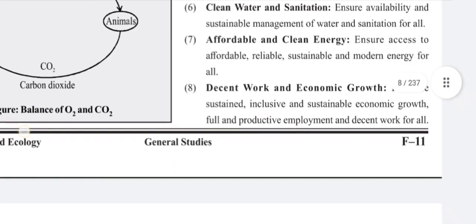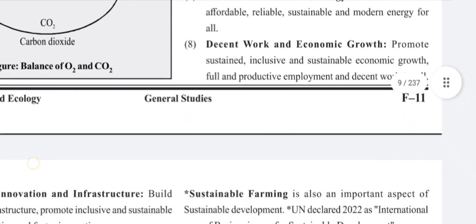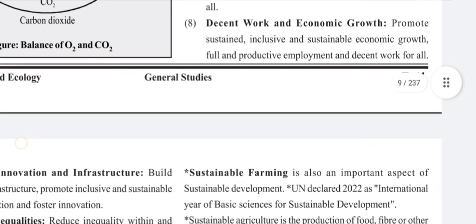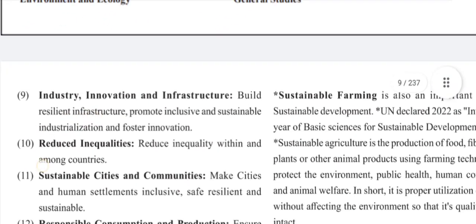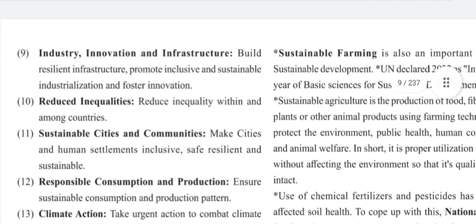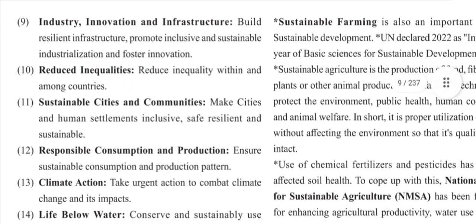Eighth is decent work and economic growth, promote sustained, inclusive and sustainable economic growth, full and productive employment and decent work for all. Ninth is industry, innovation and infrastructure. Build resilient infrastructure, promote inclusive and sustainable industrialization and foster innovation. Tenth is reduced inequalities, reduce inequality within and among countries. 11th is sustainable cities and communities. Make cities and human settlements inclusive, safe, resilient, and sustainable.